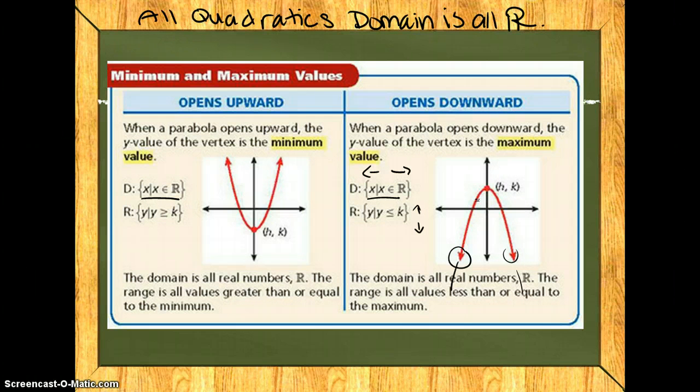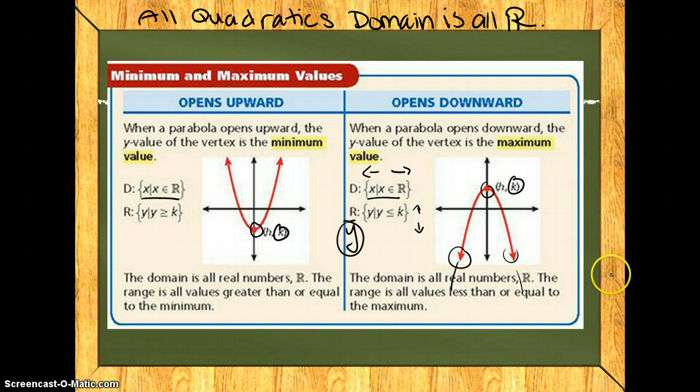Now, when it comes to the range, you have to consider the whole concept of boundaries. Is our graph bounded above or below? Well, if it's facing up, it's bounded below by the vertex. And if it's facing down, then it's bounded above, again, by the vertex. And since we're talking about the range, that's talking about your y values. So the k from your vertex would be what produces the correct range.